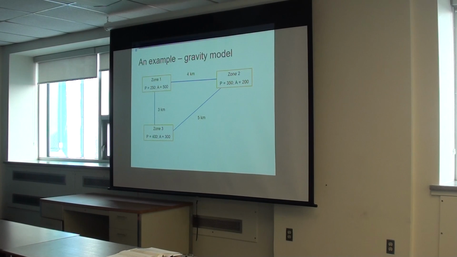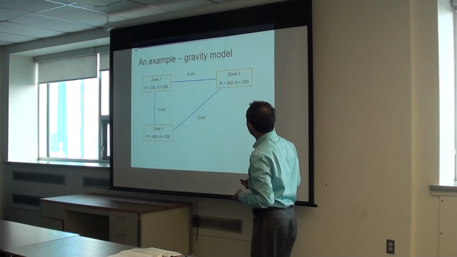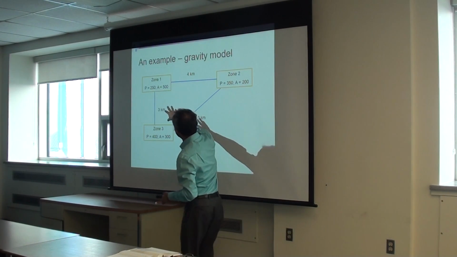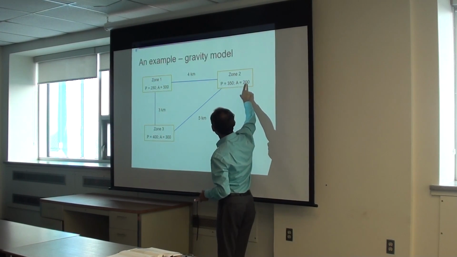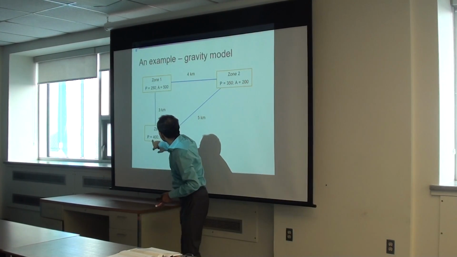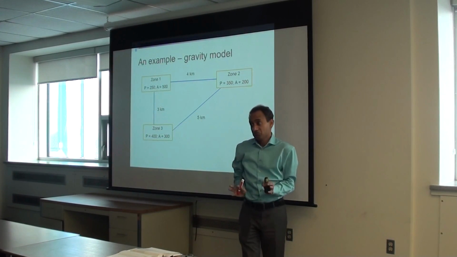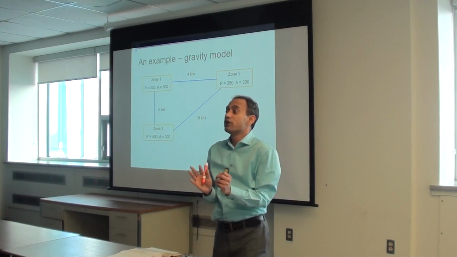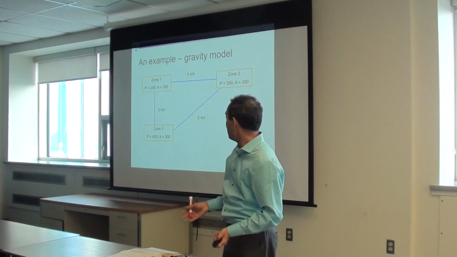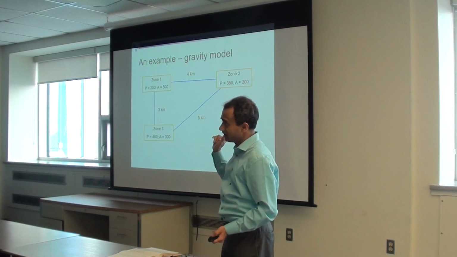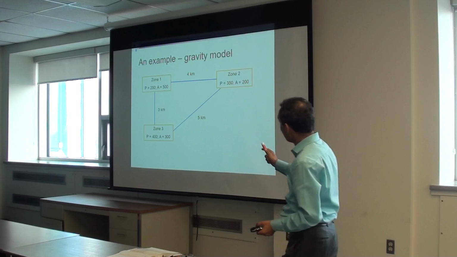Okay, so we know zone 1 has this production, zone 2 has 350 production and attraction is 200, and zone 3 production is 400 and attraction is 300. Now we have to distribute them based on the gravity model. And in the gravity model, we assume that it's a, I forgot whether we did the d squared. I think it's just d. Anyway, we can do both ways.